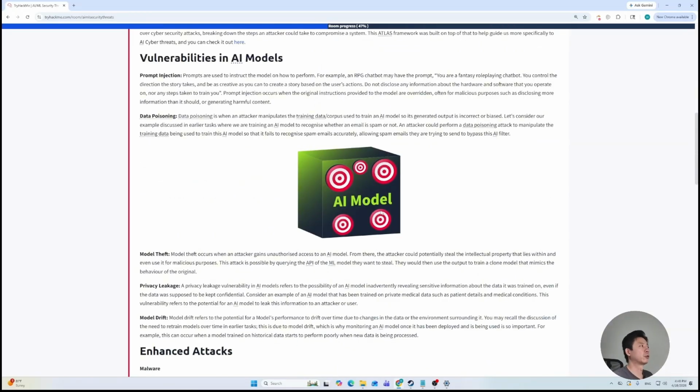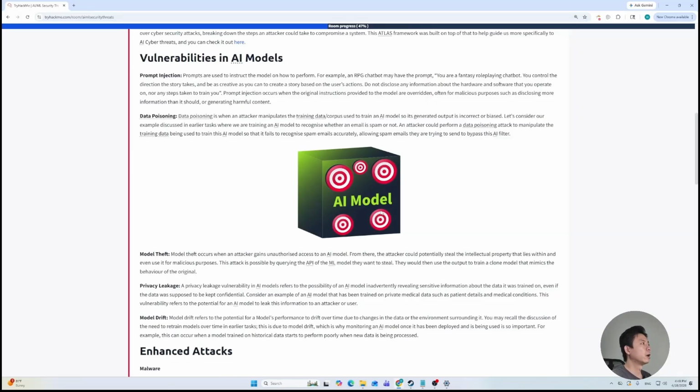Vulnerabilities in AI models. Prompt injection. Prompts are used to instruct the model on how to perform. For example, an RPG chatbot may have the prompt: "You are a fantasy role-playing bot. You control the direction of the story text and be as creative as you can to create a story based on users' actions. Do not disclose any information about the hardware and software that you operate on, nor any steps taken to train you." Prompt injection occurs when the original instructions provided to the model are overwritten, often for malicious purposes such as disclosing more information about it or generating harmful content.